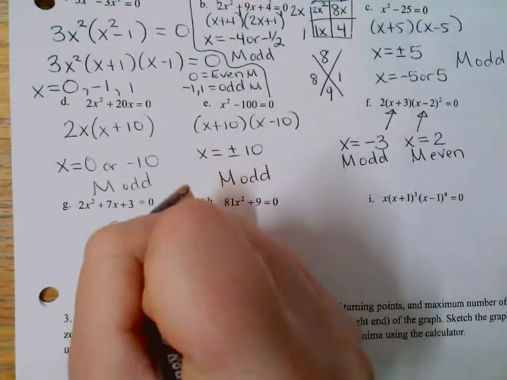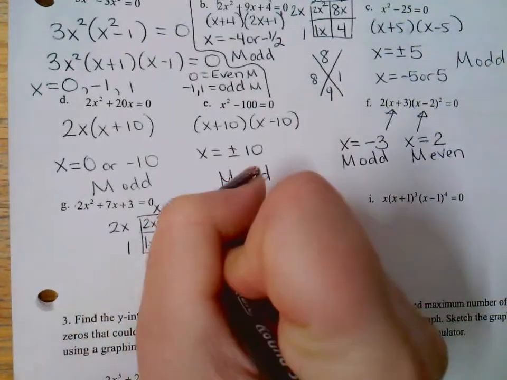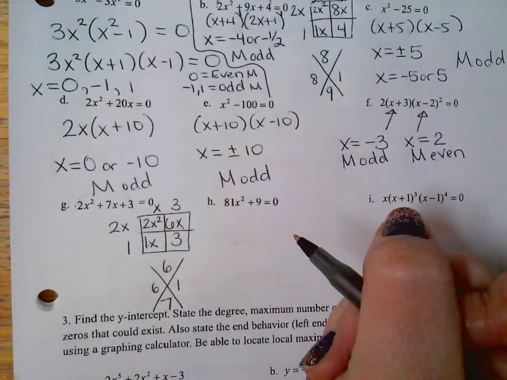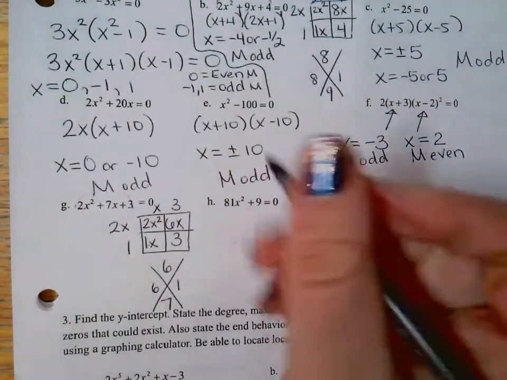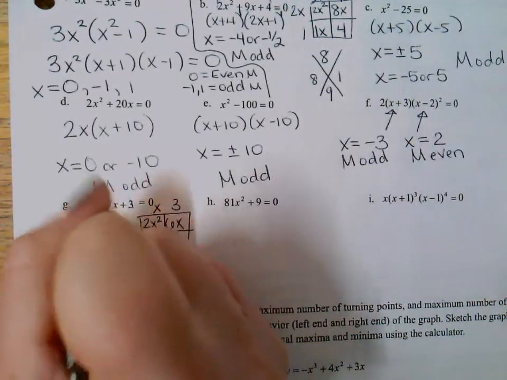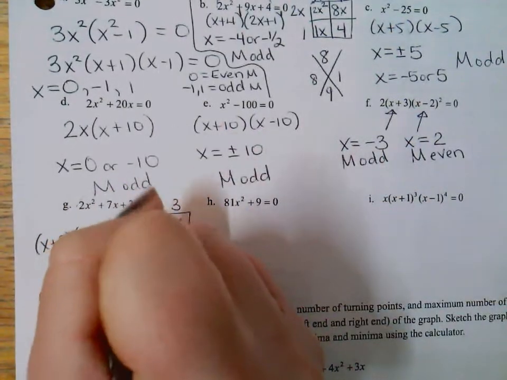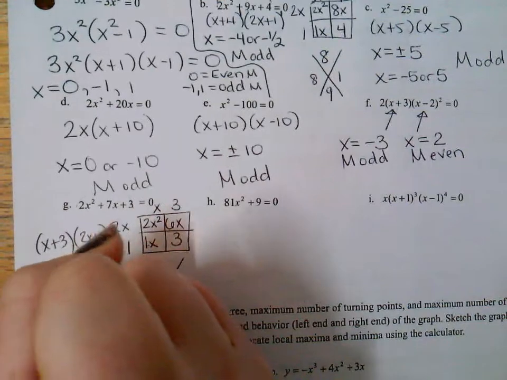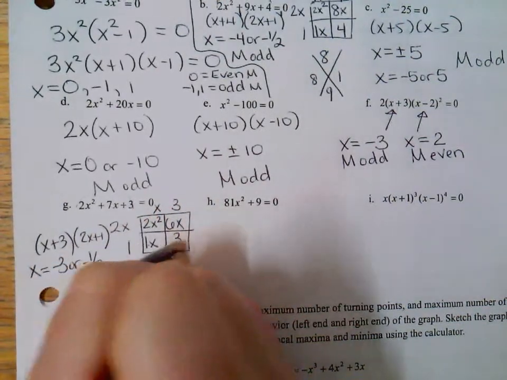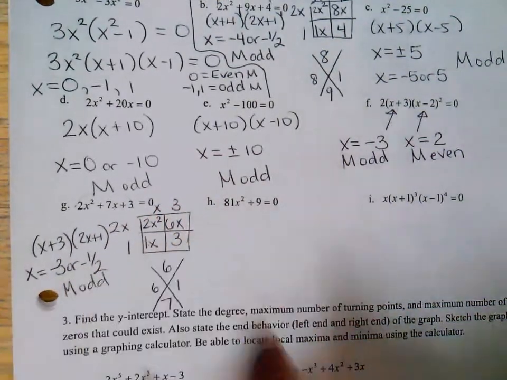This looks like 2x times x times 1 times 3. 1 times 3 is 3. You could double check. X plus 3 times 2x plus 1. X is either -3 or -1/2. They both have a multiplicity that's odd.